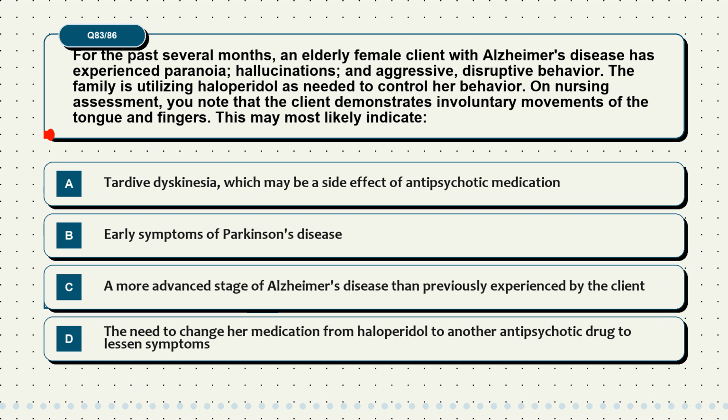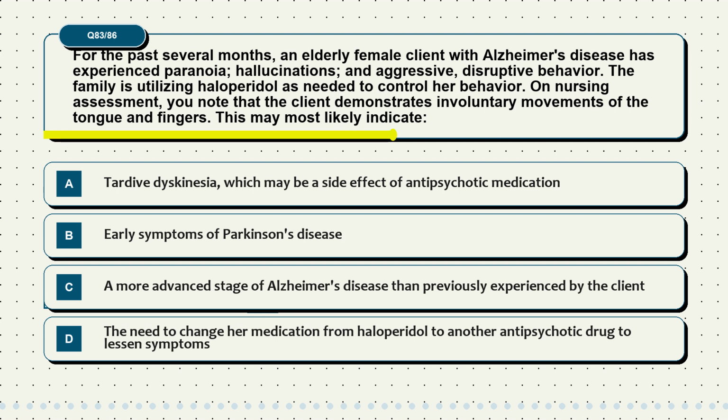Question 83. For the past several months, an elderly female client with Alzheimer's disease has experienced paranoia, hallucinations, and aggressive, disruptive behavior. The family is utilizing haloperidol as needed to control her behavior. On nursing assessment, you note that the client demonstrates involuntary movements of the tongue and fingers. This may most likely indicate, here are the options.